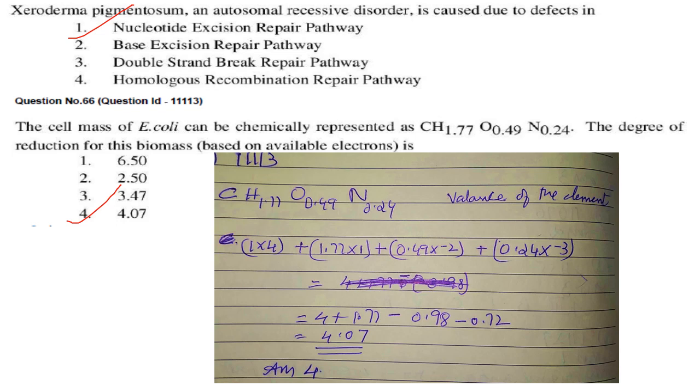The cell mass of E. coli can be chemically represented as CH1.77 O0.49 N0.24. For the degree of reduction of the biomass, multiply these values with the valency of the element. Carbon is only 1, so 1 into 4. Hydrogen is 1.77, so 1.77 into the valency of hydrogen, which is 1. Oxygen valency is minus 2, so 0.49 into minus 2. Nitrogen valency is minus 3, so 0.24 into minus 3. Solve it and you will get the answer as option 4, that is 4.07.